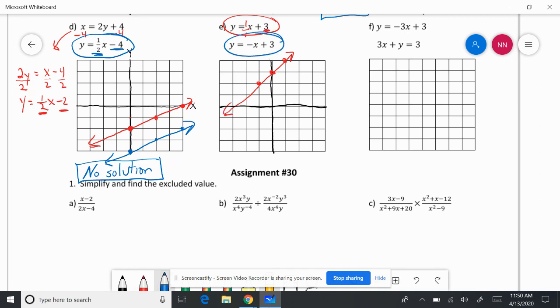Now, with my second equation, my y-intercept is 3. I go down 1 to the right 1, down 1 to the right 1 again. When I'm looking at this, I see that they cross right here, which means my answer is 0.